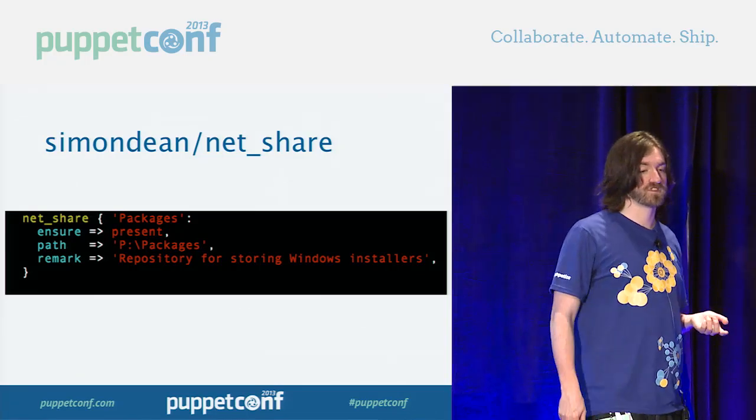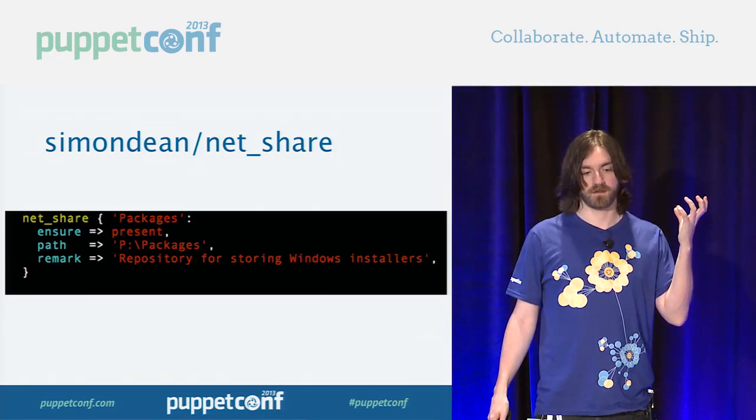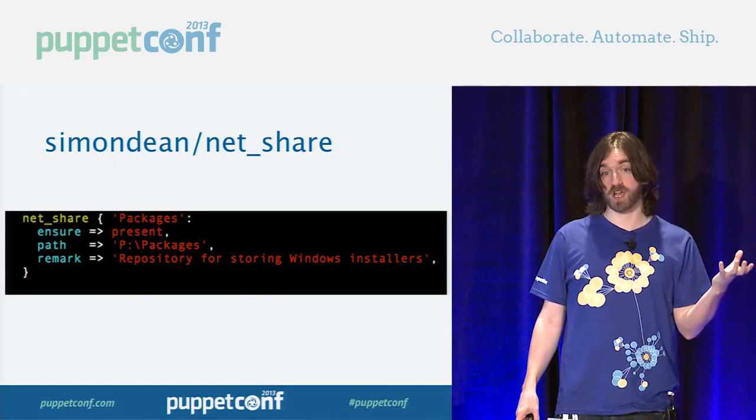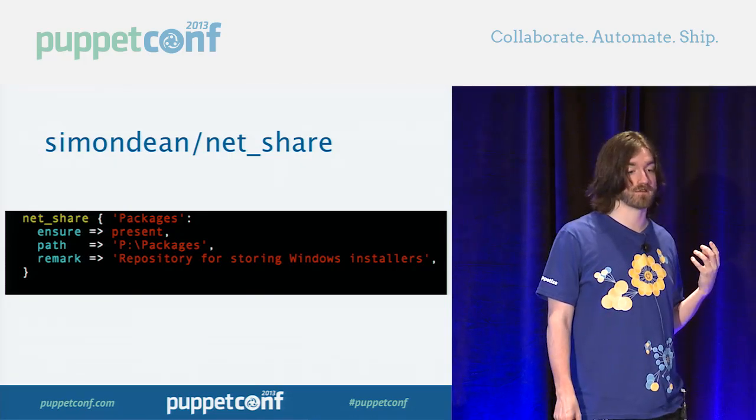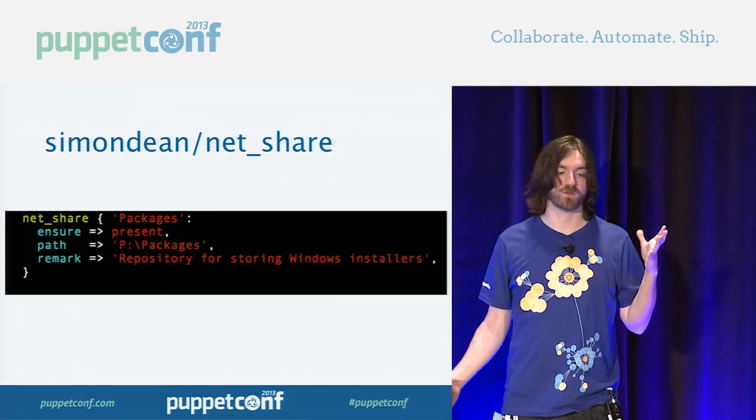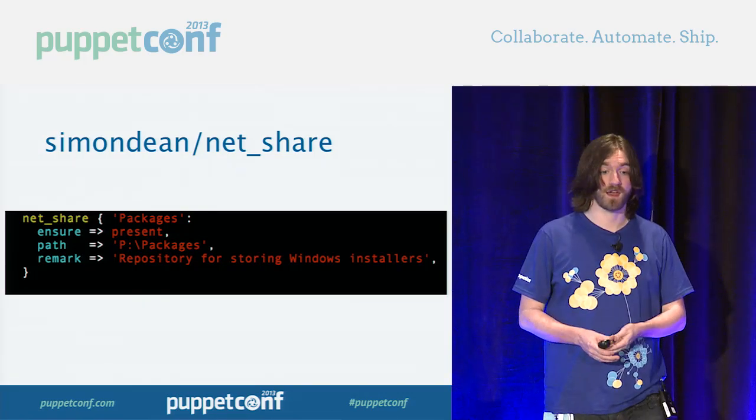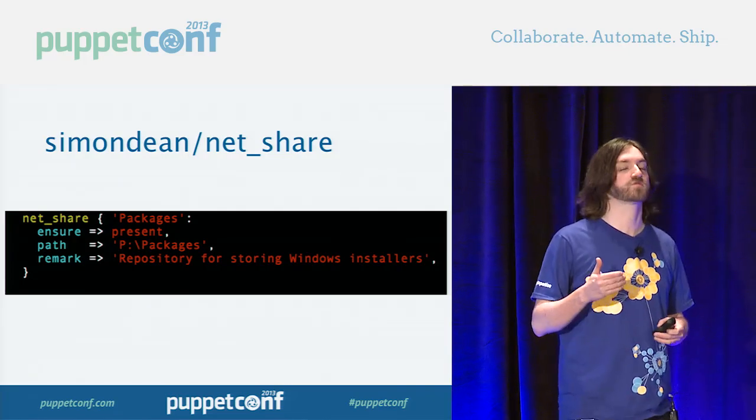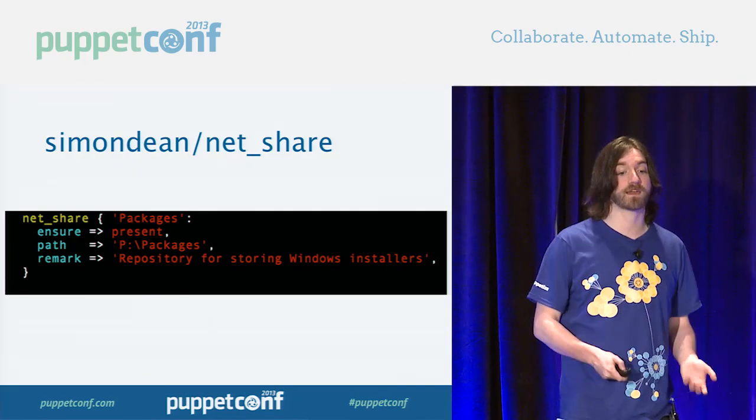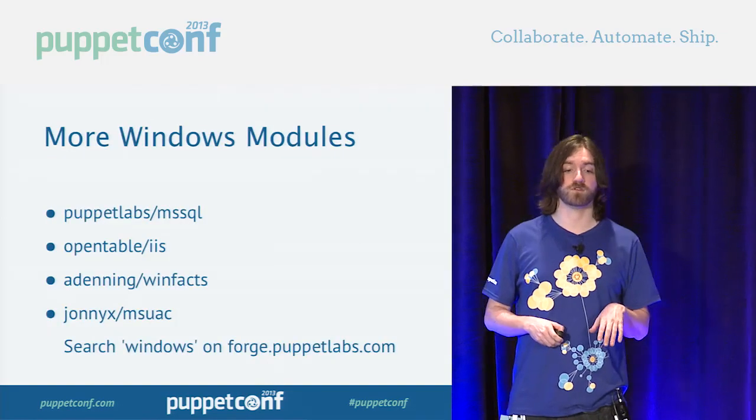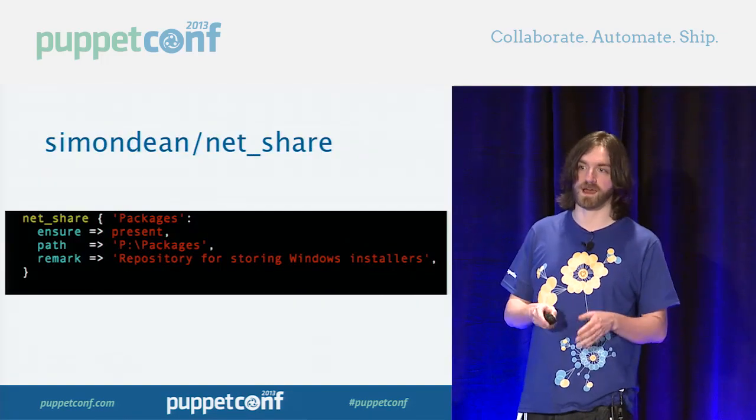This one here from simondean sets up a share on a Windows machine. So this will share the P drive out so that we have repositories available. And you'll see why it's really helpful to set up some sort of external share in Puppet that might hold packages when we talk about how Windows handles actual package installation.